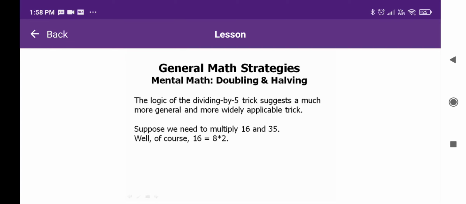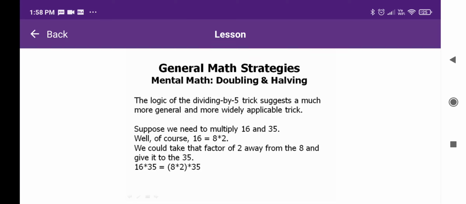But of course we know that 16 is 8 times 2. We could take that factor 2 away from the 8 and give it to the 35. So 16 times 35, of course, that's 8 times 2 times 35. And imagine we group it in a different way. Of course, we can group multiplication in any order we want. That's technically known as the associative property. So we can group that as 8 times 2 times 35. Well, 2 times 35 is 70. Well, all right, now this is something I can do in my head.